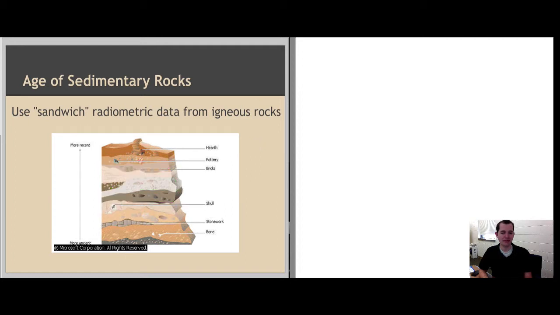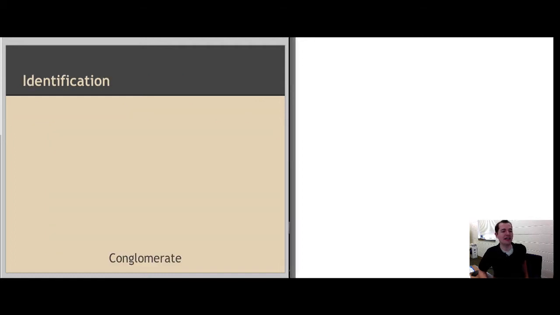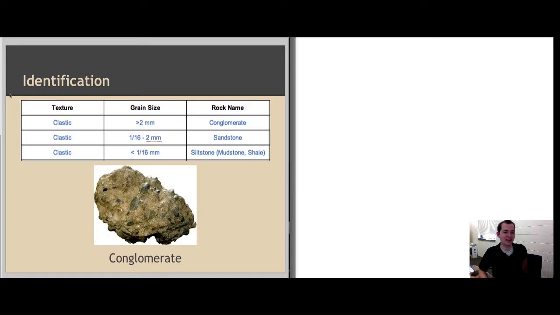All right, so we're going to move on. We're going to look at some identification of some particular types of sedimentary rocks, and we're going to start with grain sizes, and we're going to look at rock names. We're also going to look at textures.